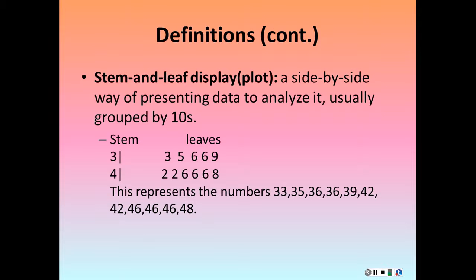So for 3, it's my stem. My leaves are 3, 5, 6, 6, and 9, and similar for 4. So these represent the numbers 33, 35, 36, 36, 39. And you can see that the 3 in the stem represents the fact that we're dealing with the 30s. The leaves then represent the individual scores or numbers in this particular data set. So for 4, the 2, 2, 6, 6, 6, 8 represents 6 values in the 40s, being 42 twice, 46 3 times, and then 48.